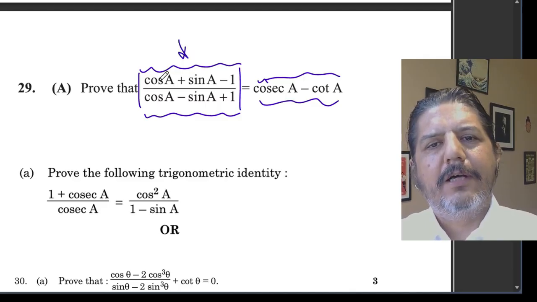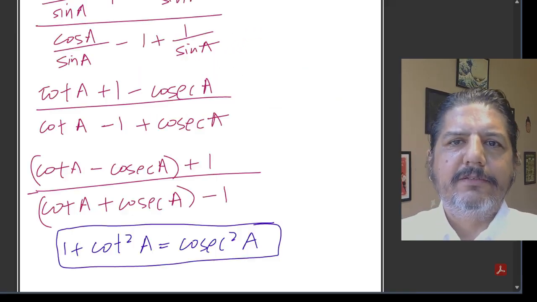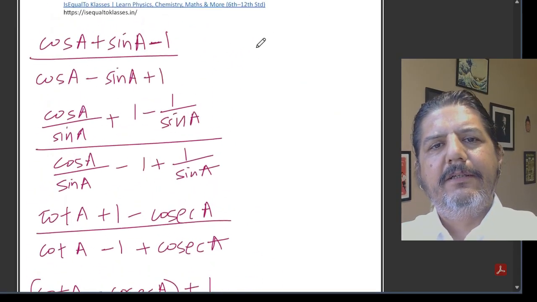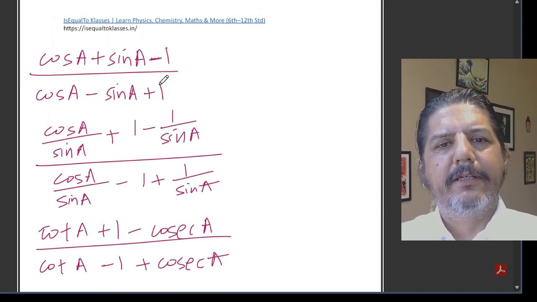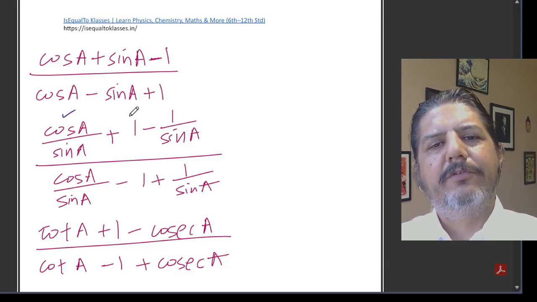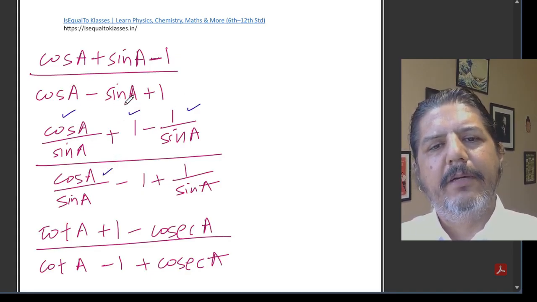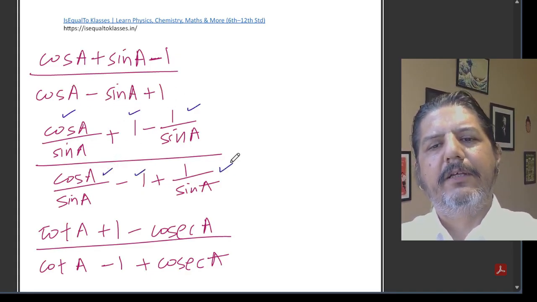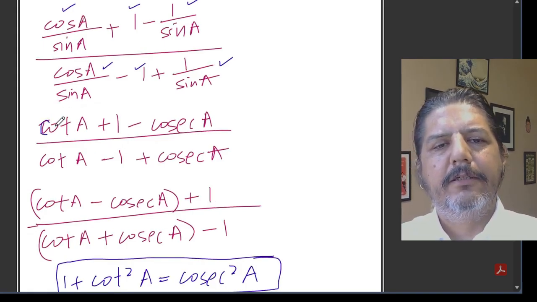So what I'll do is I'll divide the numerator and denominator by sin a. And then let's see what starts happening. So I take the numerator, I divide the whole of the numerator by sin a. I take the denominator, I divide the whole of the denominator by sin a. So cos a upon sin a plus sin a upon sin a is 1. This is 1 minus 1 upon sin a. Cos a upon sin a minus 1 and this is 1 upon sin a. So cos upon sin is equal to cot a.